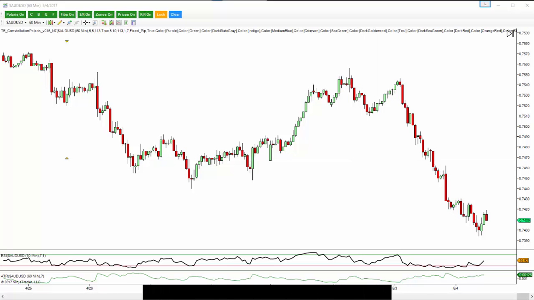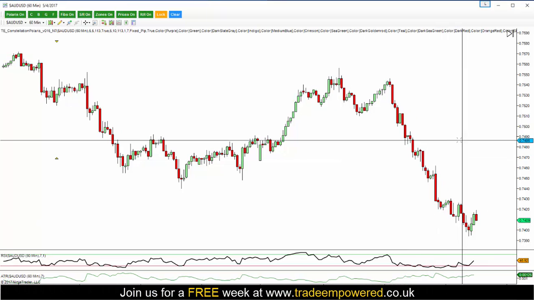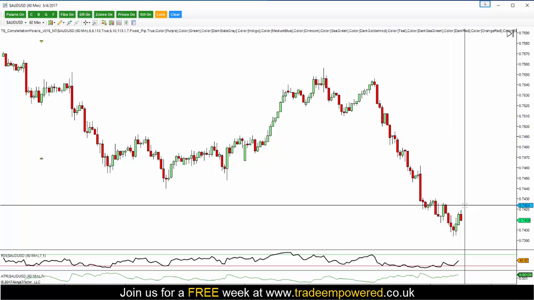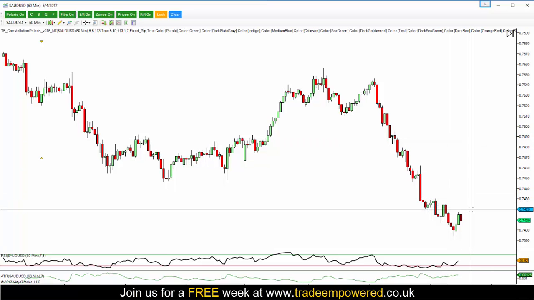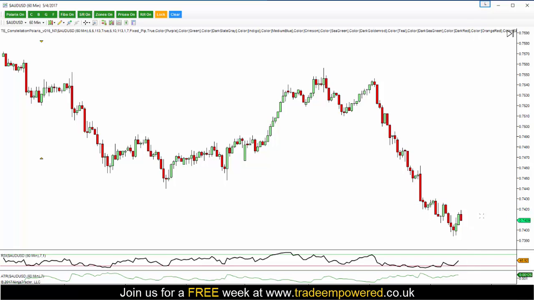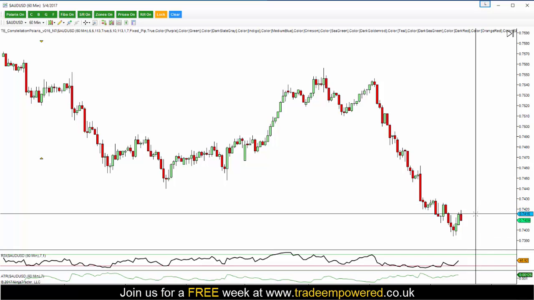I just wanted to share with you a couple of opportunities that we just identified in the London live room. First one's going to be a trend continuation day trading opportunity. The second one's going to be a counter trend trading opportunity on the euro yen, more from a swing trading perspective.